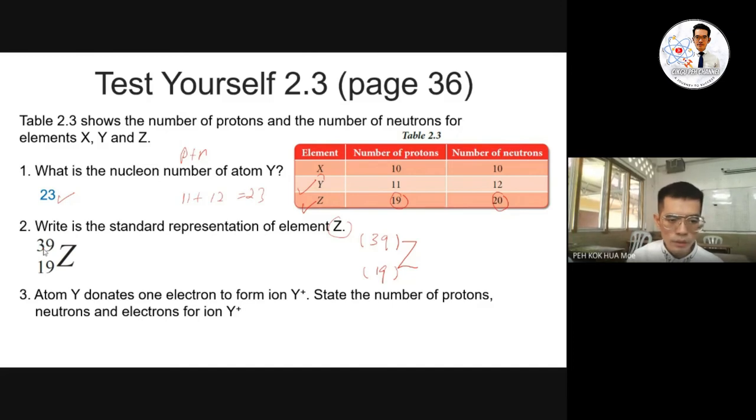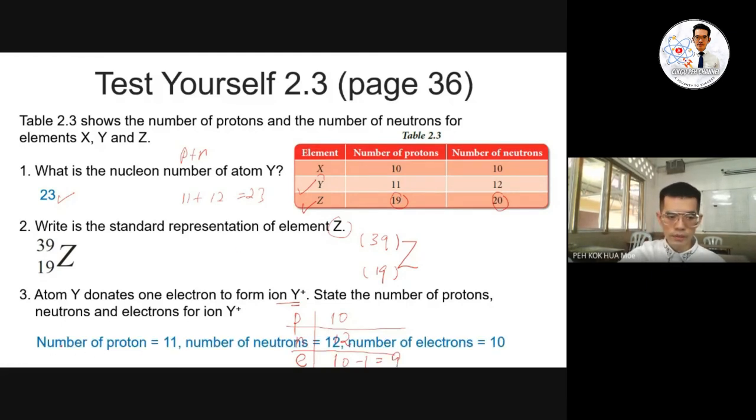And number three, atom Y donates one electron. So that means Y will become positive ion Y. State the numbers of the proton, neutron, and electron of the ion. Okay, so for Y, the number of protons remains the same. Then neutron, we also remain the same. Now, the change here is the electron. Lost one electron, that means 10 minus 1, we get 9. Okay, so the number of protons here is 11. I already looked at the above. So it's 11. And the number of neutrons is 12. Okay, and then the number of electrons will be the proton number 11 minus 1, you get 10.